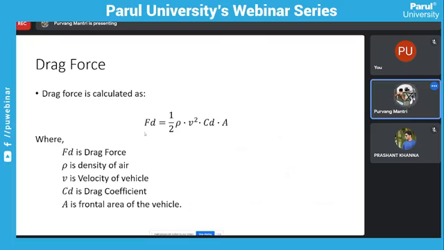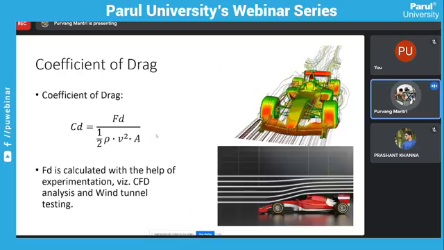But certainly, from this formula, we actually calculate the coefficient of drag. We just shift the terms to the opposite side of the equal to sign, and we get to calculate the coefficient of drag, which is calculated as drag force upon 1/2 rho v square into A. And the drag force is actually calculated with the help of experimentation.